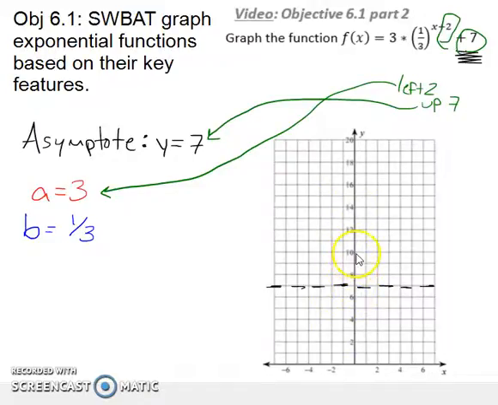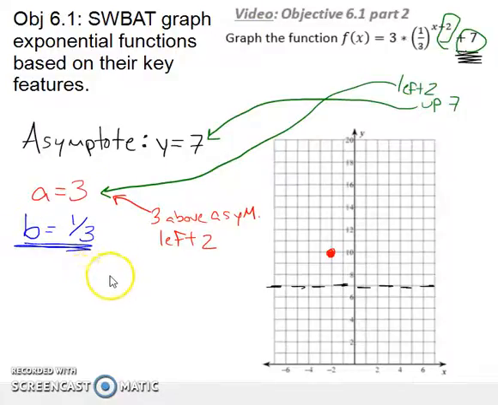This was 3 above the asymptote, but I'm moving it left 2. So this point here is going to be left 2 from that. Okay? So this is really, really important. Our initial point is 3 above the asymptote, because it's positive. And then it's been moved left 2. After that, everything else is going to be the exact same using our multiplier.